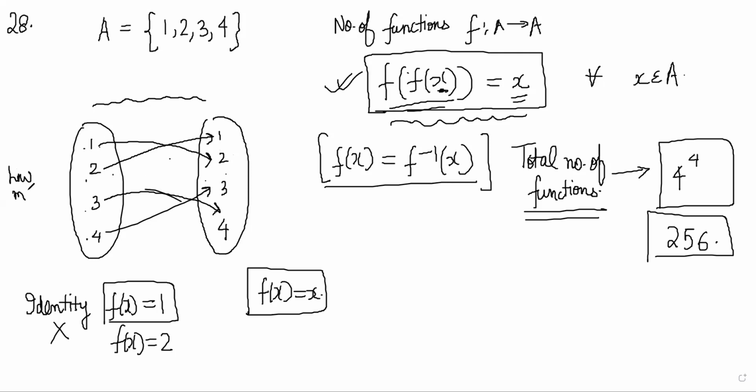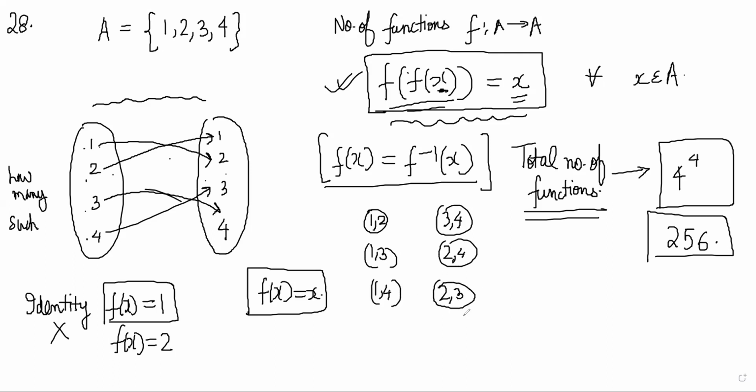You have to count the functions. How many such things are there? So you are doing pairs of 1 2 and 3 4. You could do pairs of 1 3, 2 4, and 1 4, 2 3, right? These types of pairs are there. Now any other pair, 2 3? No, 2 3 is already coming, and 2 4 is already there. So these three are there for sure. Three functions like this, right?